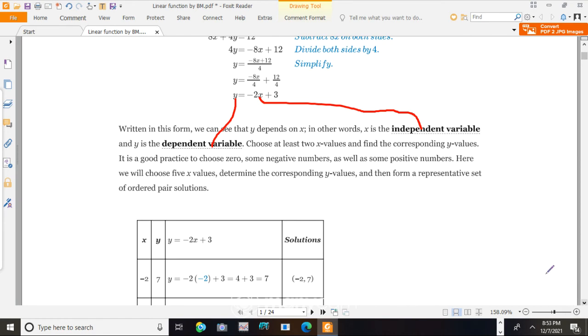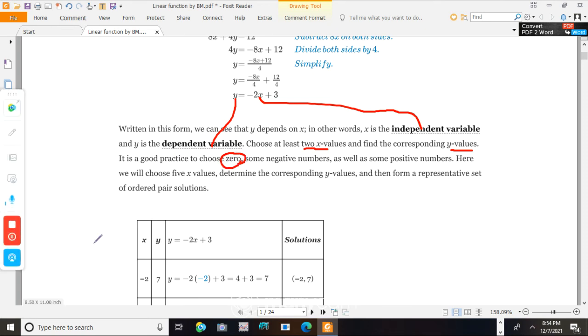Choose at least two x values and find the corresponding y values. At least two values. It is a good practice to choose 0, because it simplifies the problem. The problem will be easy. And choose some negative numbers as well as some positive numbers.